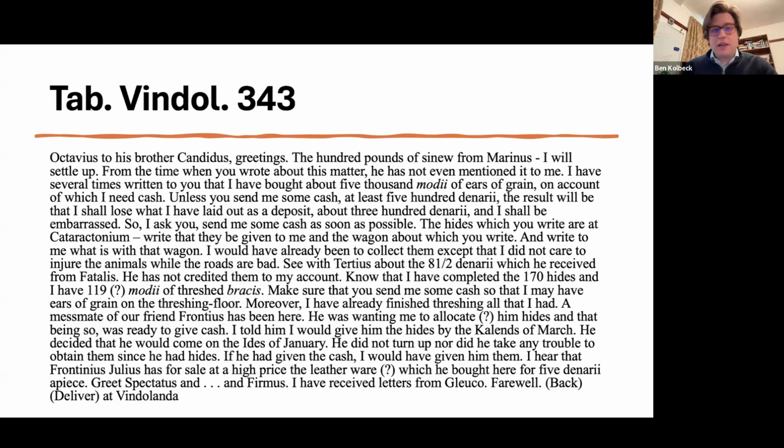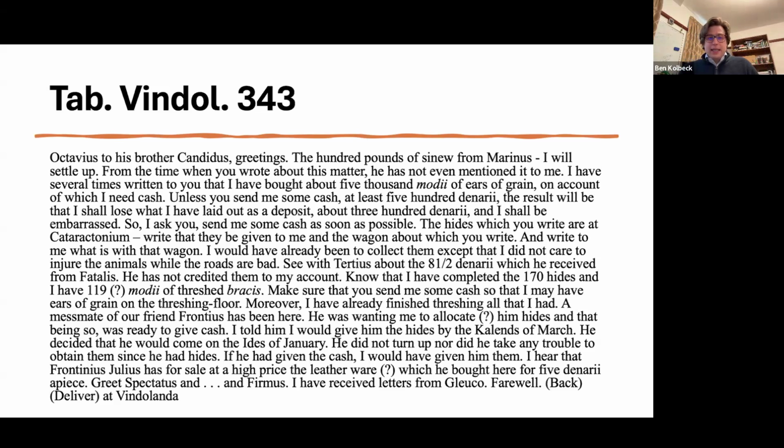So we read, Octavius to his brother Candidus, greetings. The £100 of sinew for Marinus I will settle up. From the time when you wrote about this matter, he has not even mentioned it to me. I have several times written to you that I have bought about 5,000 modii of ears of grain. That's about, I don't know, 50,000 liters of grain, something like that.